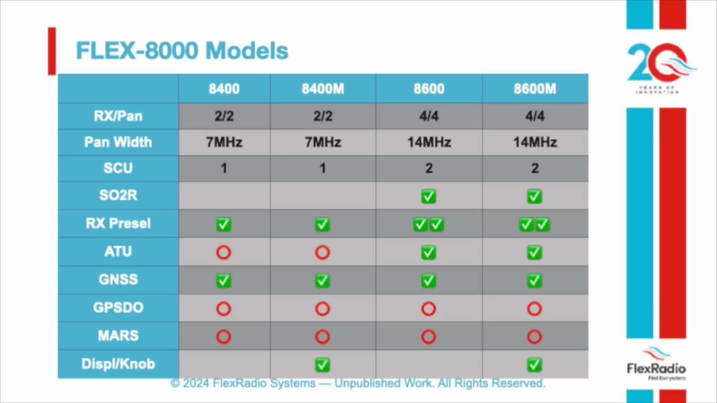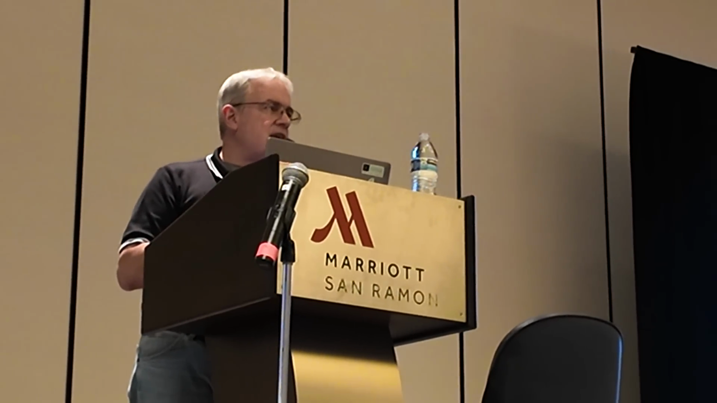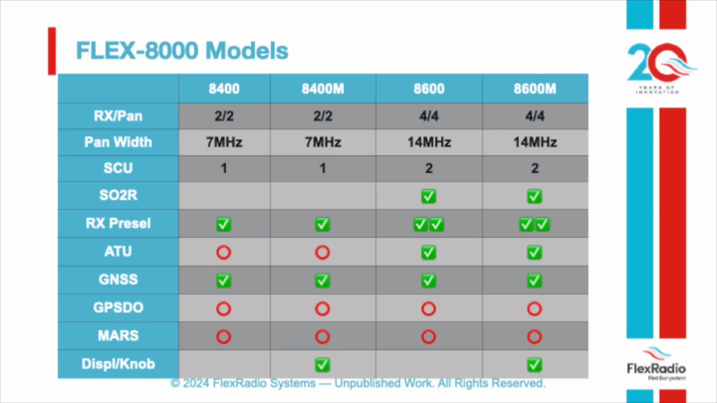So in the 8400, you get 2 receivers and 2 pan adapters, but you can see that under SCU, it's a 1, so you can listen to 1 antenna at a time. So you get 2 receivers, and you can put them on 1 antenna. So what does that mean? Let's say you have a TH7 tri-band beam or something like that. You could listen to 20 meters and 10 meters at the same time on this radio on the same antenna, and then you can move your transmitter between either one of those bands and transmit whenever you want to transmit. So you could monitor both those bands on FT8 or sideband or CW or whatever you want to do.